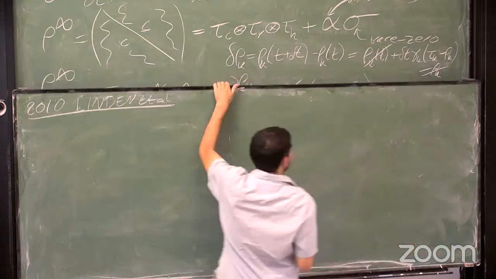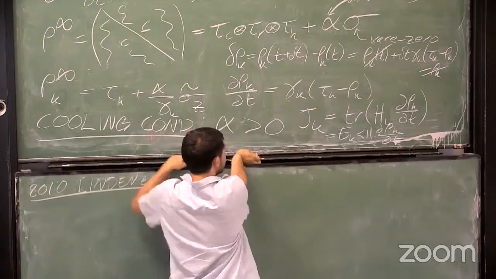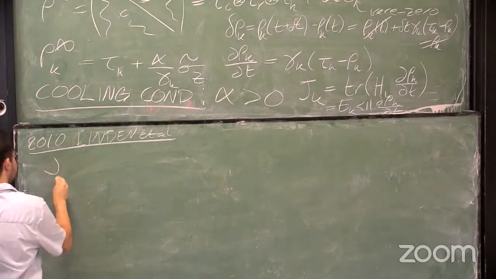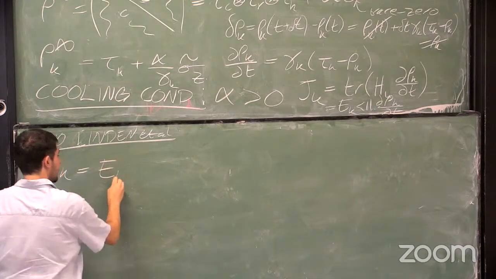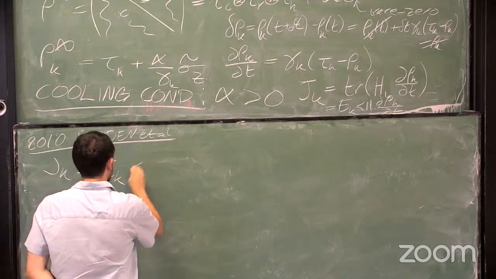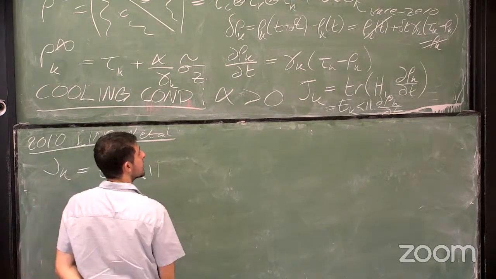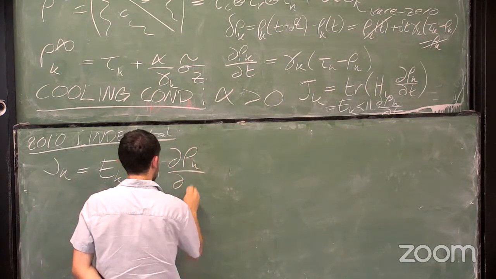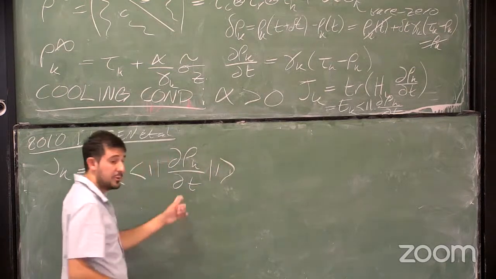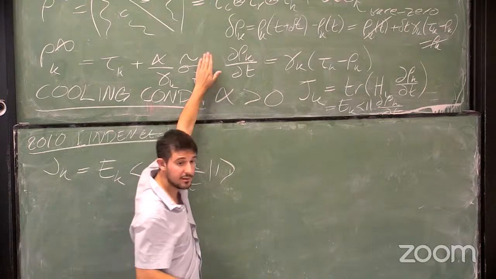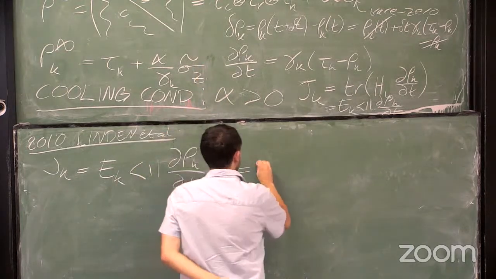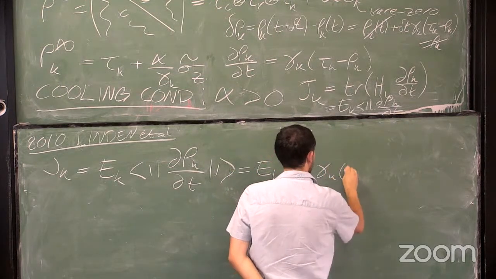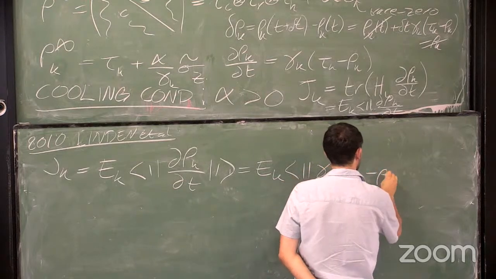Okay, so we were trying to compute the heat current. The heat current was the energy associated to an excitation in the cold qubit, and you're looking at the excited state, so you should take the sandwich with the state, and then you have the change in the state, which comes from the definition of the heat current. But this derivative we just calculated from the reset model. It sits there, so we can just put that in, and we get E_K, and then gamma_K, tau_K minus the local subsystem.